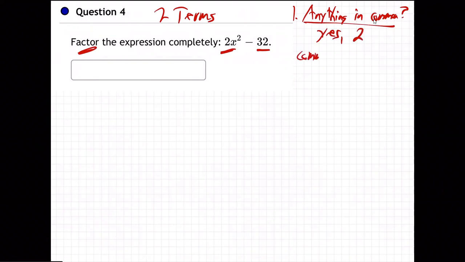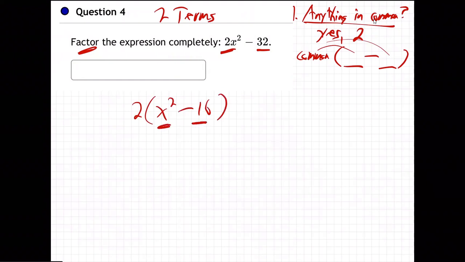Okay, well, what do you do when you've got that? Remember, you put the common part in the front and you put parentheses with something here and something there so that it would multiply to go back. So that's going to be 2, and it's going to be x squared minus 16. You see how I did that? Because if you were to take that 2 times x squared, go back to x squared, and 2 times 16, go back to 32, wouldn't it?